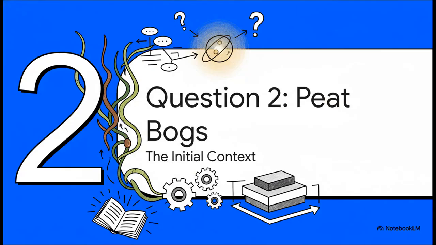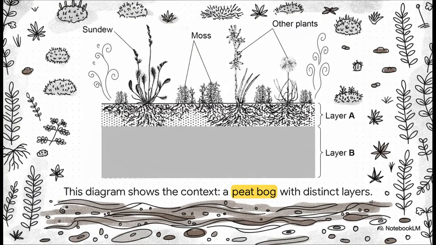Okay, so first things first. What information does the student actually get at the start of the question? This stuff is the foundation for everything that comes next. So the paper gives you this diagram of a peat bog. Pretty straightforward, right? You've got the living plants up top in layer A, and then this layer B underneath. Every single thing we're about to answer ties directly back to this picture.